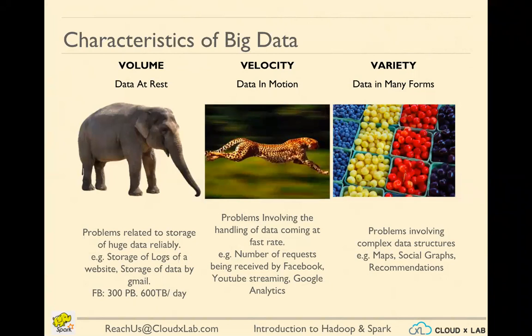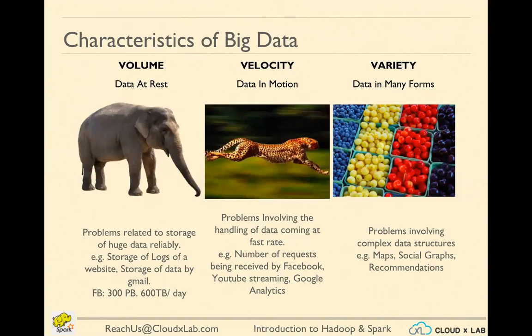The second characteristic is velocity. Velocity means how fast do we need to move the data, data in motion. These are problems involving handling of data coming at a fast rate. For example, the number of requests that are received by Facebook and the number of YouTube streams being sent to the users. You see that humongous data is being sent at a very fast pace to the end users.